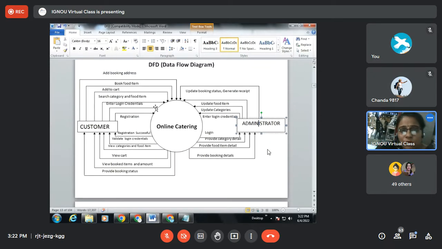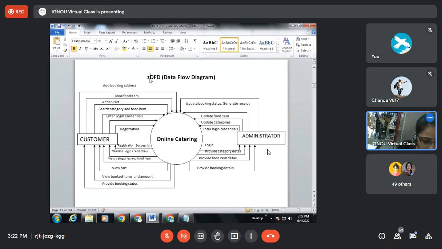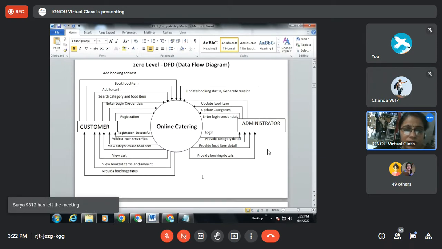Again, there's a small mistake: we should write that it is zero level. Exclusively we have to mention this, or we can use context level, right? The takeaway for you is that whatever arrow is going on gives you the outcome of that transaction or phase. If a customer is asking for registration, then this online catering mechanism tells you that your registration is successful, and even if it is not successful, it will flash some sort of error. We can reflect that also. Login is going on, again validation, a valid login credential is coming out. This arrow reflects what exactly is going on. This is the most important part that I would like to mention.